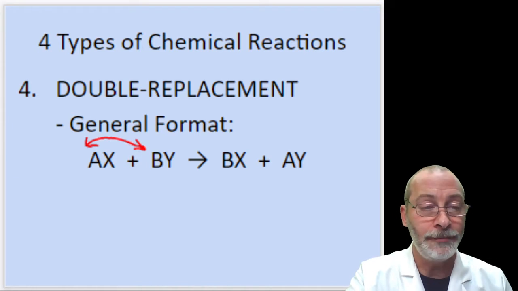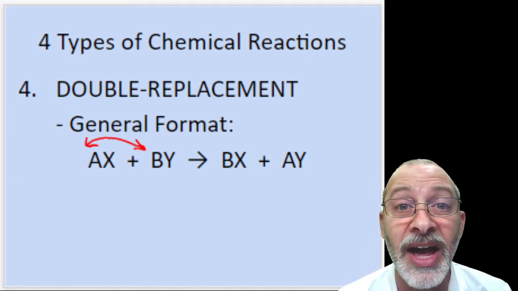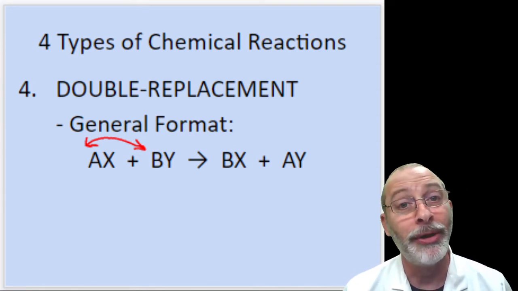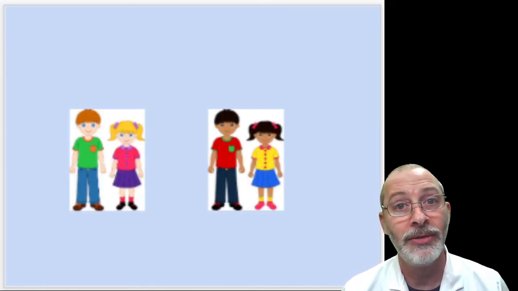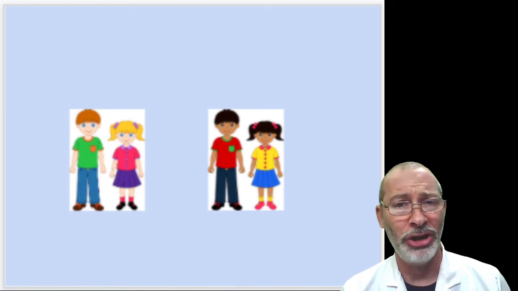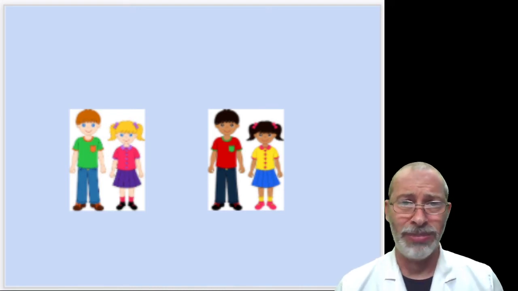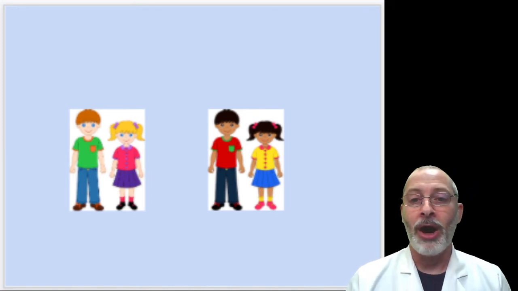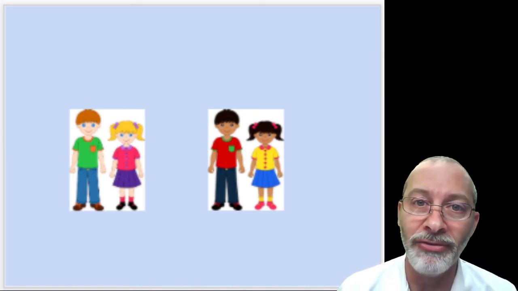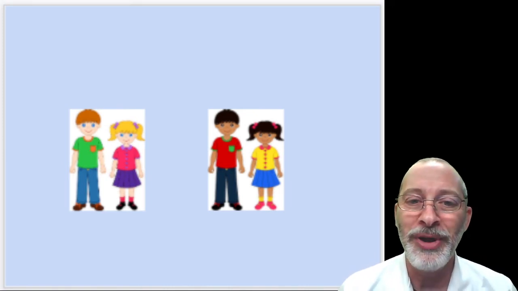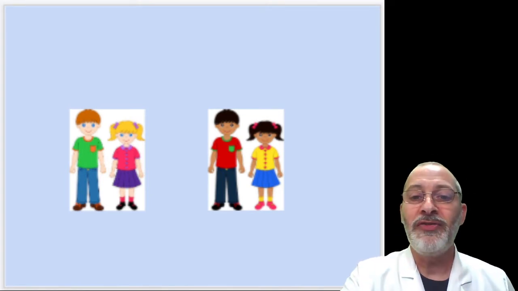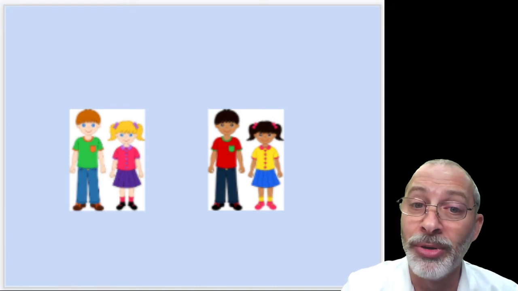So let's see if I can give an effective analogy for double replacement reactions. Love. Love is in the air. All right, so here we have young love. And I know you're just loving these analogies. We've got two different couples.